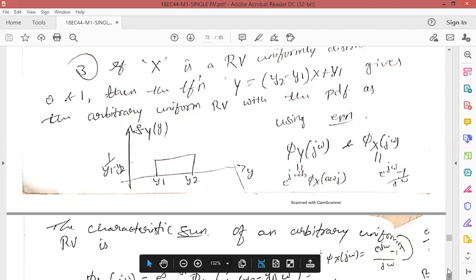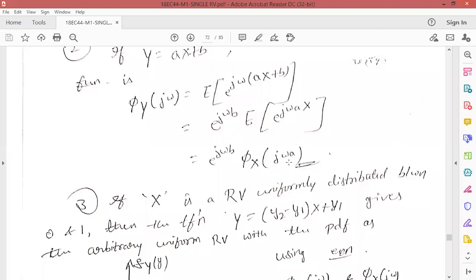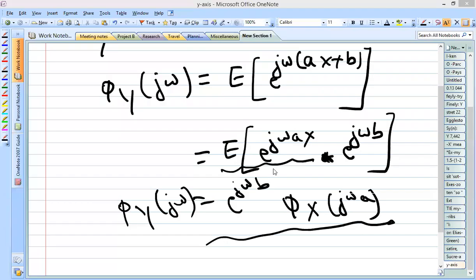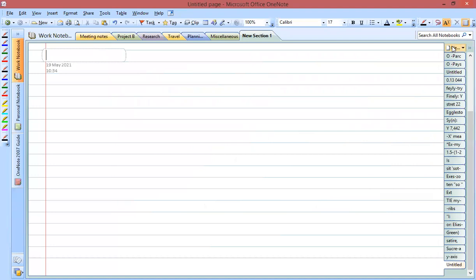For that, we have seen the equation, right? For the transformation function, we have seen the equation phi y of j omega is equal to e to the power j omega b into phi x of j omega a. Using that equation, we have to find the characteristic function. I will just share the notebook and show how to do it. I'll just open a new book.